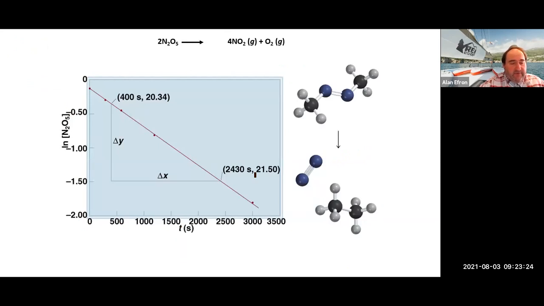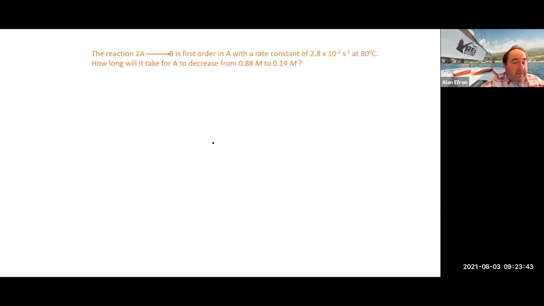Here again is a first order plot. We see the natural log of our reactant versus time, again yielding our linear relationship where the slope of this line would equal minus the rate constant. And that's one way in kinetics experiments that you can sometimes graphically determine the value of the rate constant, by making that graph. So why don't you take a second here and see what you come up with.